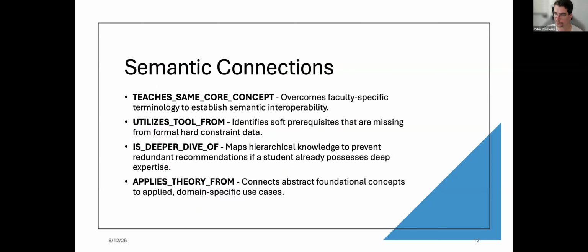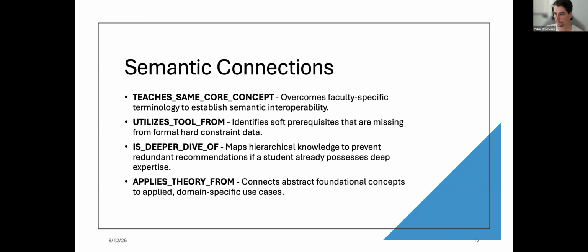The semantic connection we identified as important is called teach same core concept, because on different faculties there are courses that teach the same thing, right? You will have statistics at the Faculty of Business, but you also have statistics at the Faculty of Science, and also statistics at the Faculty of Informatics. So this will link these courses together, and it's important further when we will be selecting the courses for the study plan.